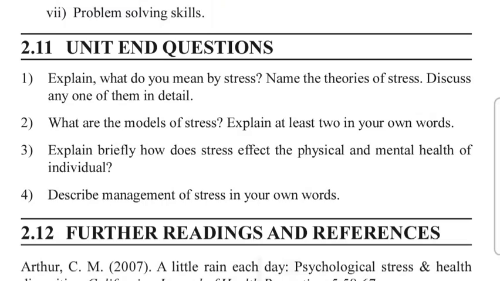2. What are the models of stress? Explain at least 2 in your own words. Stimulus-based model views stress as an external event or situation that challenges an individual's well-being. Response-based model defines stress as the individual's reaction, such as emotional or physiological responses, to a stressful situation. 3. Explain briefly how stress affects the physical and mental health of individuals. Stress can lead to physical health issues such as headaches, high blood pressure, heart disease, and a weakened immune system. Psychologically, it can cause anxiety, depression, irritability, and difficulty concentrating.